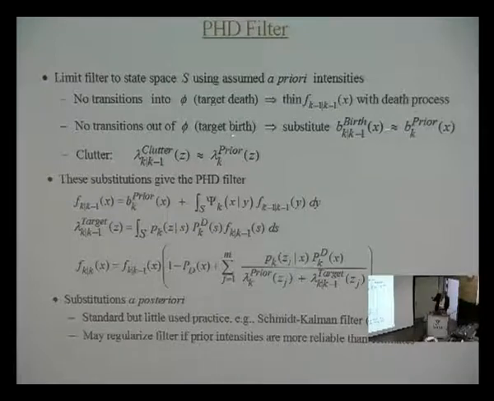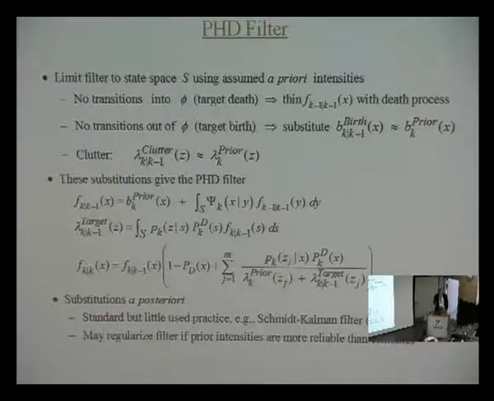When I do that, I'm also going to replace the birth process, which came out of my Markovian model. I'm going to replace it with some a priori birth intensity, which I'm going to suppose that I know. I'm also going to take the clutter and replace it with an a priori clutter model. And when I do that, I can write the filter, and this is identically the PHD filter, without any variations.